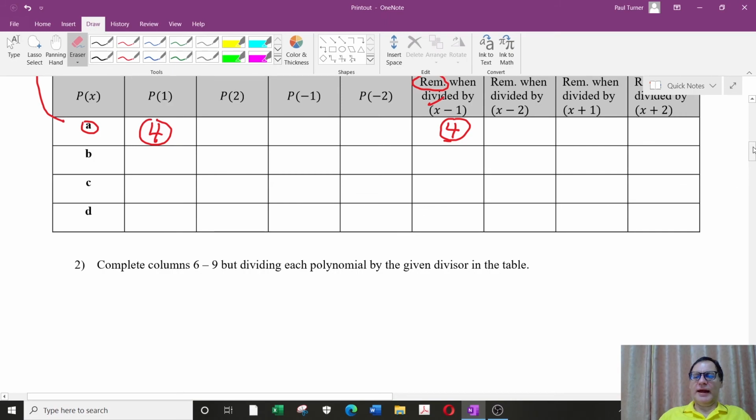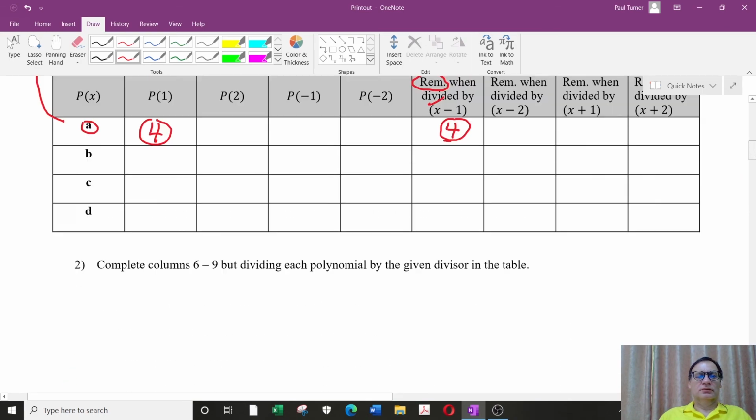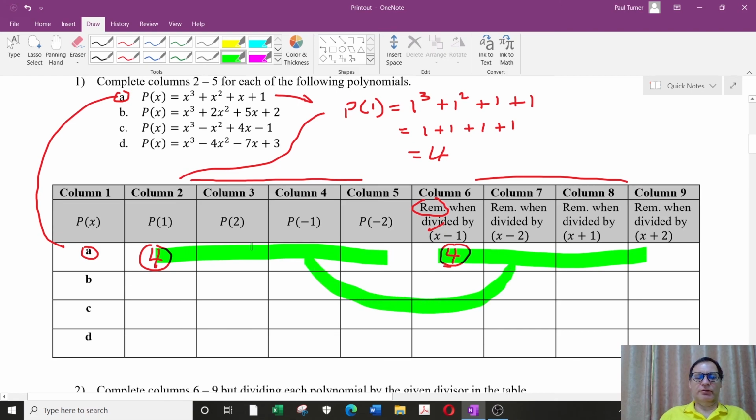Okay, so what you do after that, after you've filled in the table, we try to answer question 3 here. So look at your results in the table and see if there's a quick way you can find the remainder. Okay, so I want you to compare these columns here with these columns here. And I want you to see if there's any relationship between these two sets of columns. So 2 to 5 and 6 to 9. And I think you're going to find something interesting happening here.